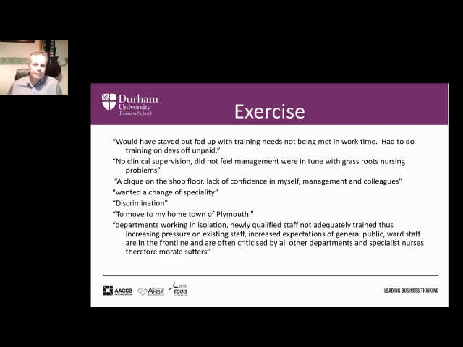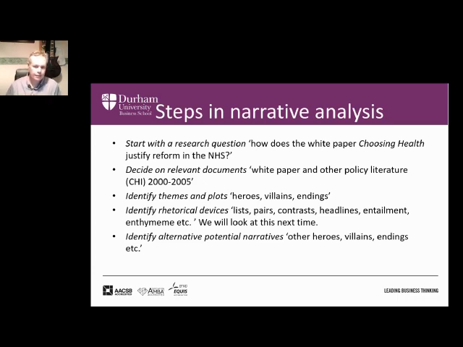Let's look at a completely different approach now, and this is what most of the presentation that I'm going to talk through is on, narrative and rhetorical analysis, and I'm using them both together. So in a narrative analysis, you start again with a research question. So this is a policy document. How does the white paper Choosing Health justify reforming the NHS? And then you decide what are the relevant documents to help you answer that research question. So here there's a white paper, that's a policy paper, and other policy literature. CHI is just a body that produced those policy literature documents relating from 2000 to 2005.